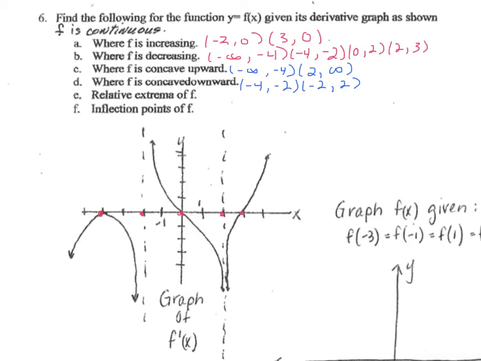So at -4, our derivative goes from negative y values to more negative y values. So we would not have either a max or a min there. At x equals -2, our derivative goes from negative to positive. So we will have a minimum there. At 0, our derivative switches from positive values to negative values. So we will have a max at x equals 0.